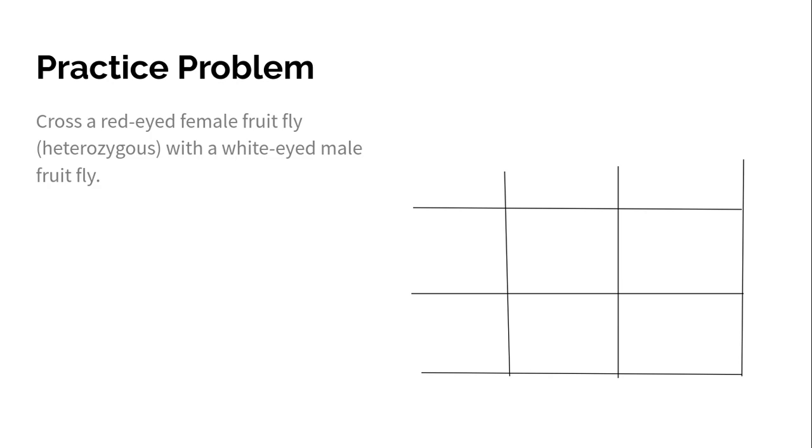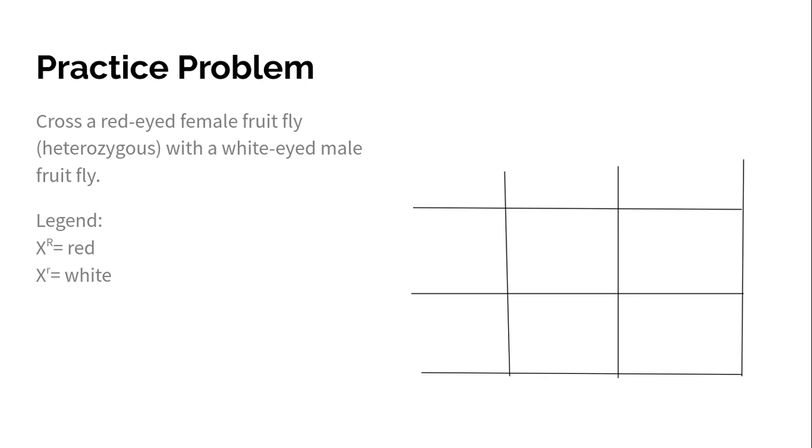So here is a practice problem we are going to do. You are going to cross a red-eyed female fruit fly who is heterozygous with a white-eyed male fruit fly. Again, pause it here, do it yourself first, then check to make sure you did it right. So write down your parents. That is always number one.